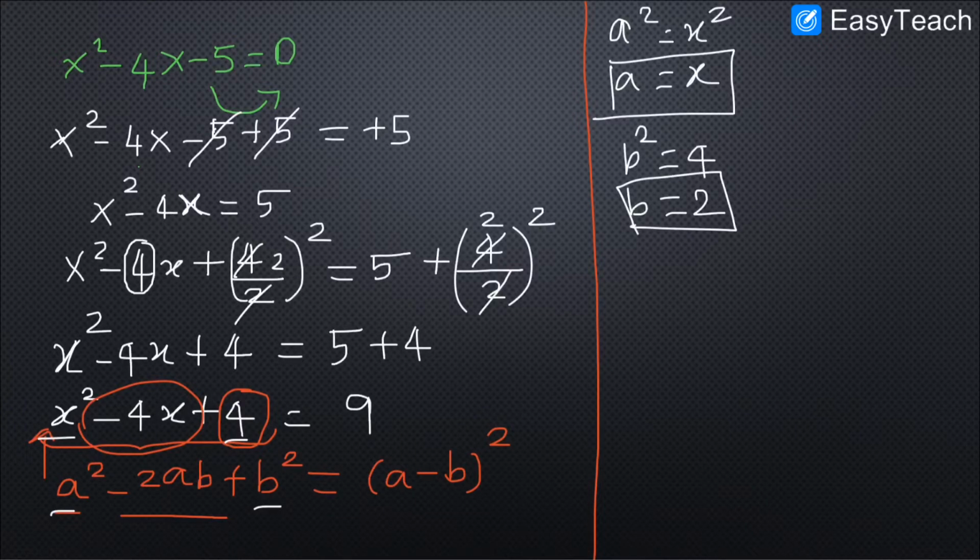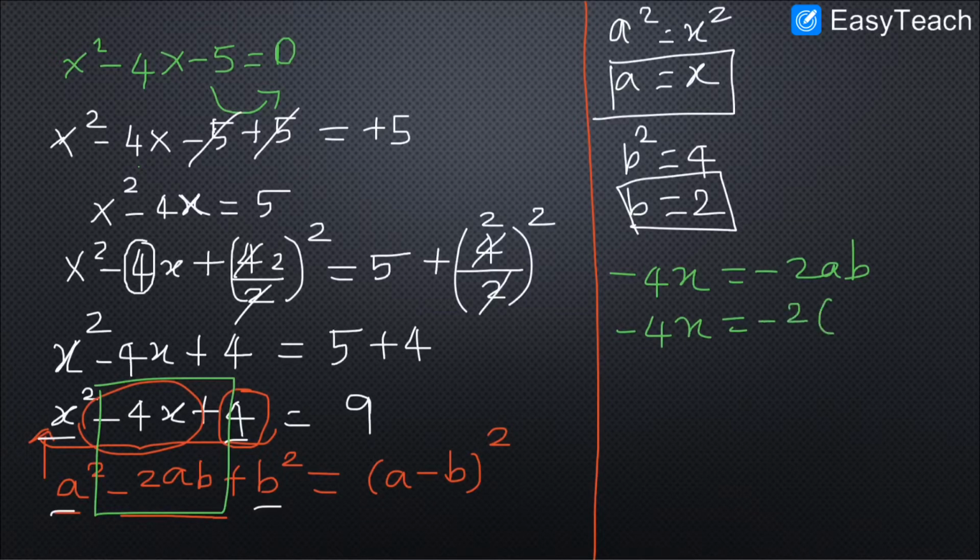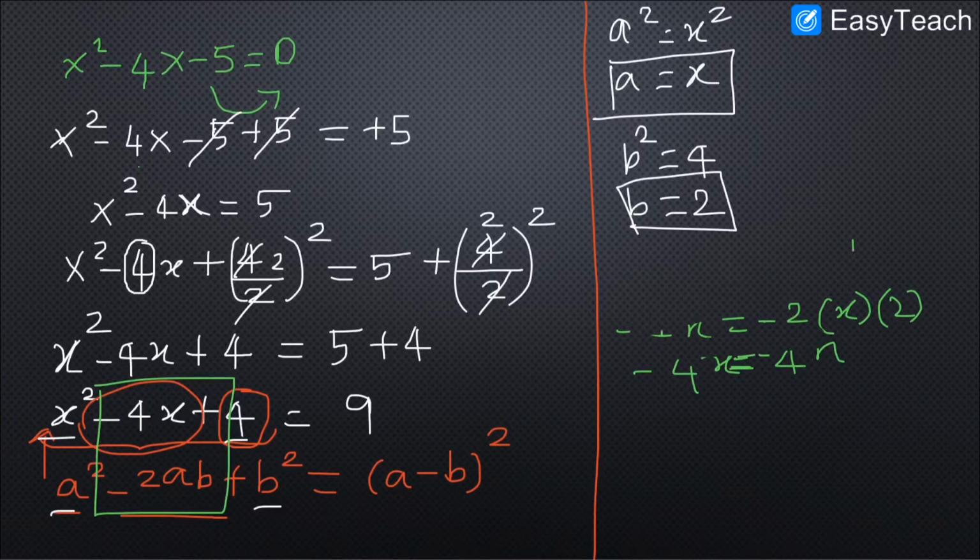Let me check in the minus 2ab place, for example, to make sure that a and b are correct. So here we have minus 4x equals minus 2ab. For a we found x, for b we found 2, which means 4x. Minus 4x, minus, yes. The answer we found, a and b, are correct. Actually, we don't need this step. Just for checking purposes, I did this.